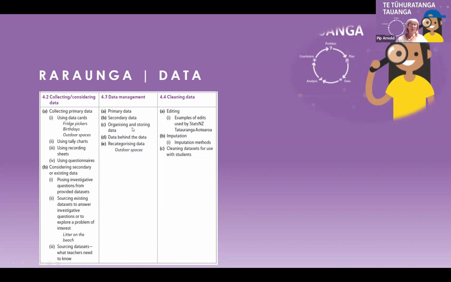So this is an area we probably haven't done much around. And so thinking about the data behind the data, how we organize data so we can work with it is in there. And then editing or cleaning data. So I've got some probably a bit deeper than many of us have gone in terms of the cleaning data that comes in at curriculum level 5 currently. But sometimes these things aren't necessarily even this is what you have to do with your students. It's about giving you the background knowledge. So you know what, when somebody says, oh, we're going to edit the data or we're going to impute the data, you go, oh, I know what that means now.